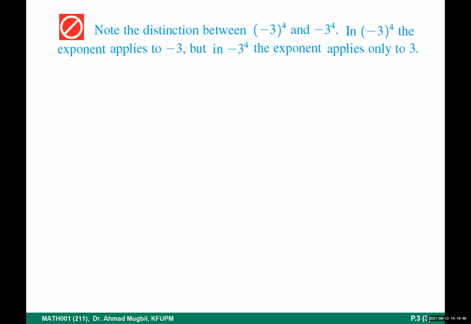I mentioned this common mistake here. So be careful when you deal with such quantities. Just ask yourself, what is the base that you are applying the exponent to?